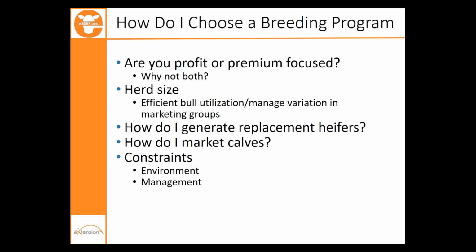Another question is, of course, where do we intend to market these calves? Are we marketing at weaning? Are we retaining ownership and marketing those calves later on a grid?